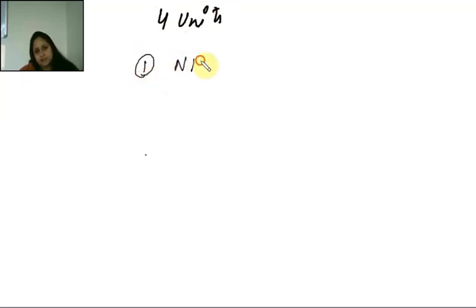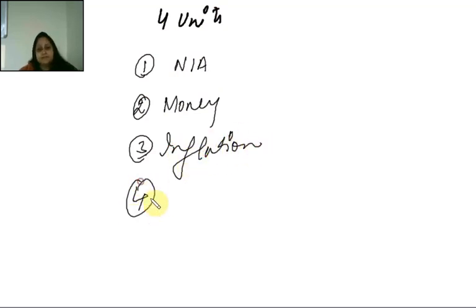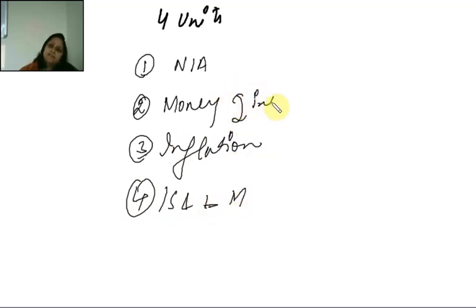That's one. The second thing is that in the Macro Sem 2 syllabus you have 4 units. The 4 units being: the first one is your introduction unit and national income accounts unit. The second one is we study money. In the third one we study inflation. And the fourth one is ISLM. Money and inflation are very interlinked and they're very small as well.